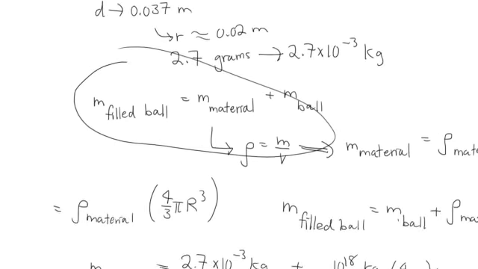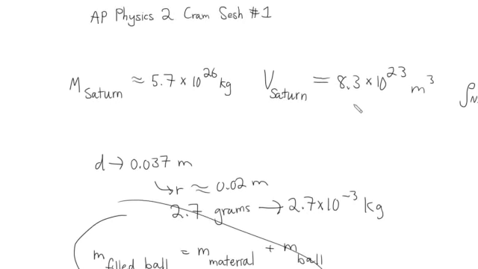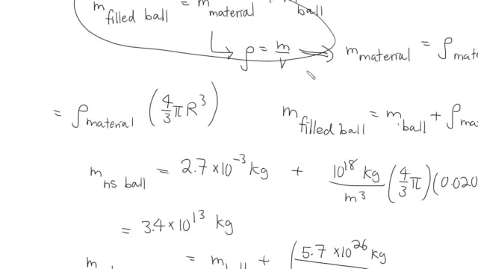The volume they gave us is 8.3 times 10 to the power 23 cubic meters. And yes, so this would just be equal to the density. And actually, let's move 4 pi over 3 to the front so it looks neater. And so all we need here is the radius cubed. And since we're just putting in the ball, the radius is the same in either case. It's just 0.020 meters cubed.